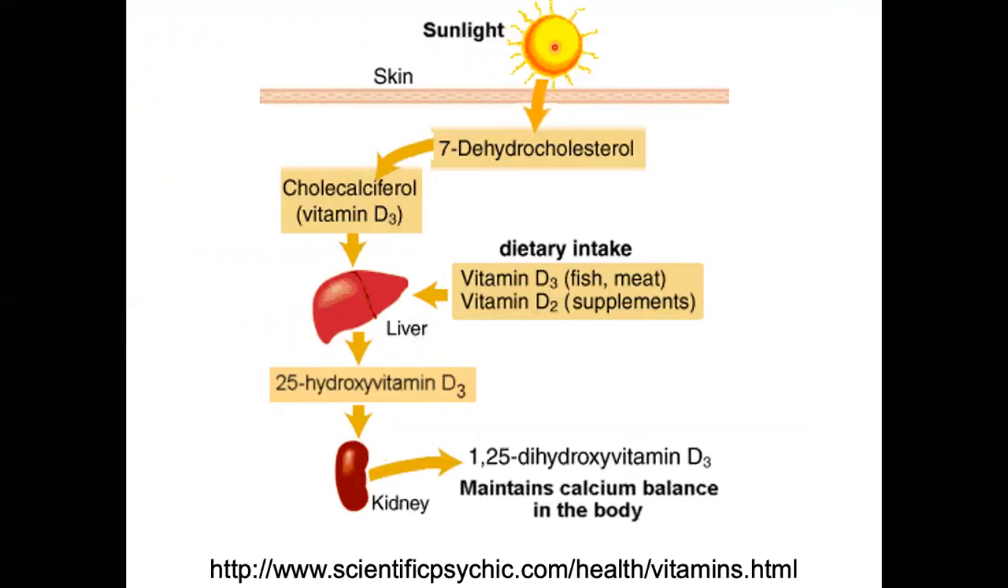Here's an animation. Sunlight hits your skin and converts it to vitamin D3. D3 is going to go to the liver, which converts it to a different form of vitamin D3. It goes to the kidney, and the kidney converts it to a different form of vitamin D3. This is the active form. It's going to pull in calcium from the digestive tract. You can get it from supplements and fish and meat. Most people in the United States are vitamin D deficient, usually the elderly and babies, because they don't get enough sunlight. How do you get enough vitamin D? Sit in the sun, 20 minutes 3 times a week usually does it.